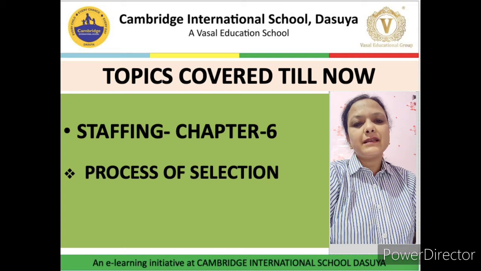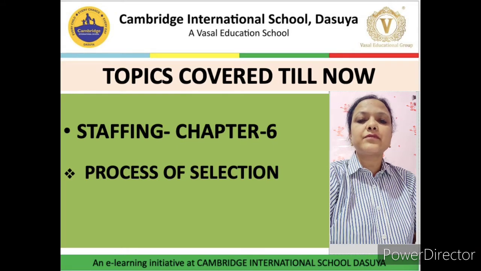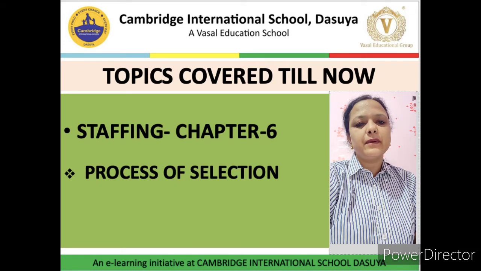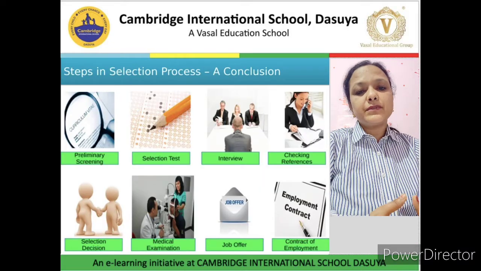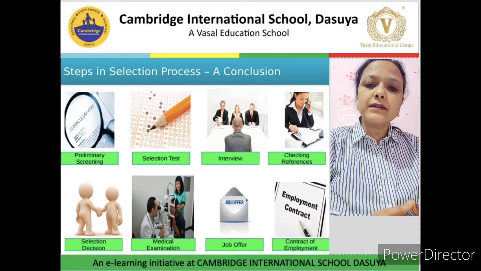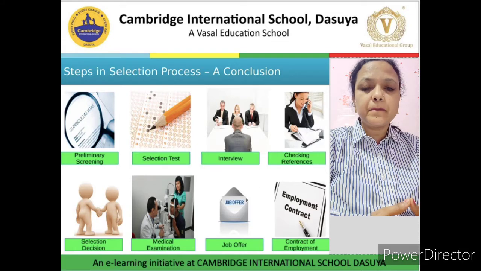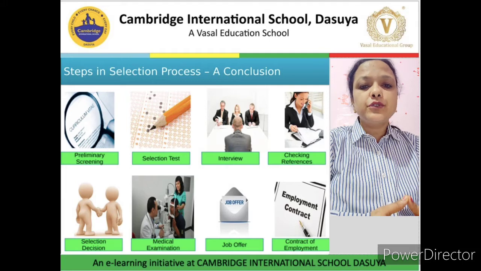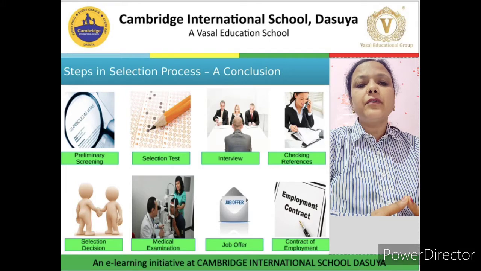Students, in our previous lesson, we have studied about the process of selection. Selection is the process to select the suitable, competent, capable person from a large number of people, and it involves a series of steps. The selection process starts with preliminary screening, selection test, employment interview, checking reference and background, selection decision, medical examination, job offer, and contract of employment.